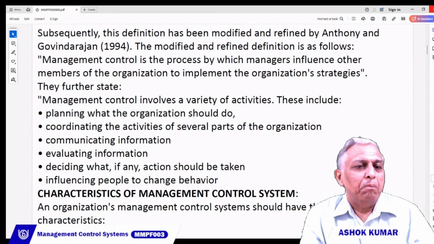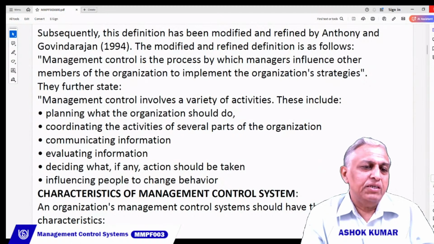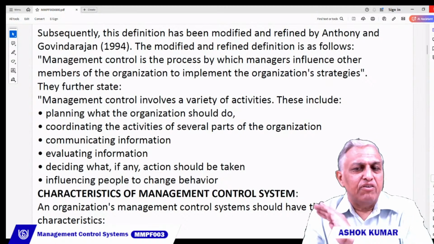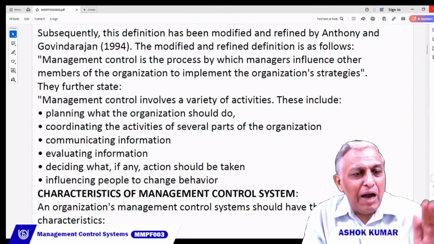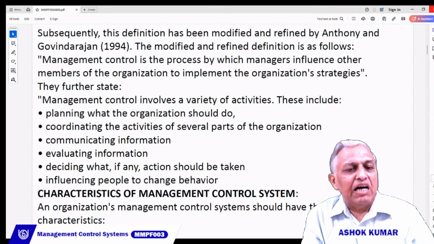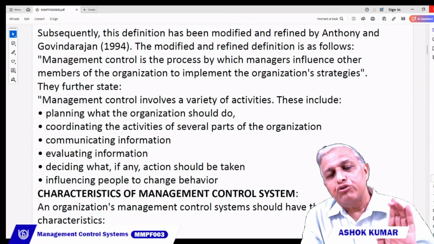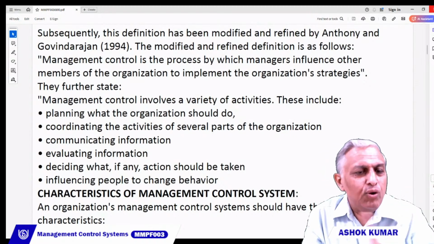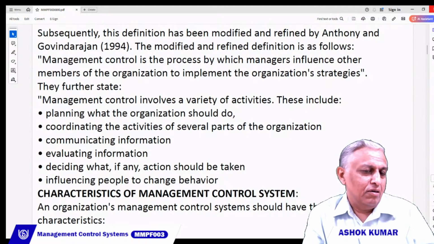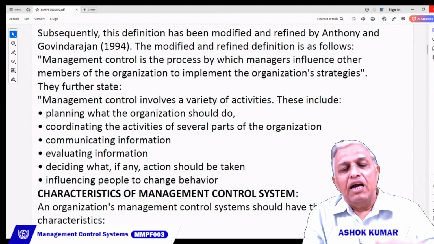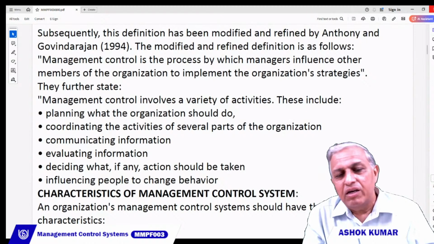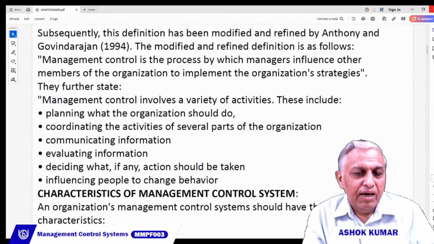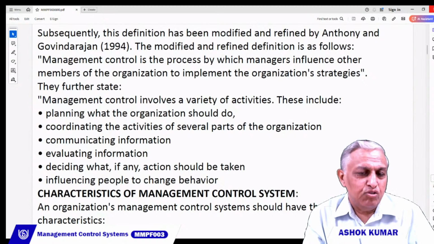They further state that management control involves a variety of activities. These include planning what the organization should do, the foremost thing of management, coordinating the activities of several parts of the organization, communicating information, evaluating information, deciding what, if any, action should be taken, and finally, influencing people to change behavior. Accepting change is a tedious task. First you have to change the behavior, and only then can these changes be accepted. So, influencing people to change the behavior.